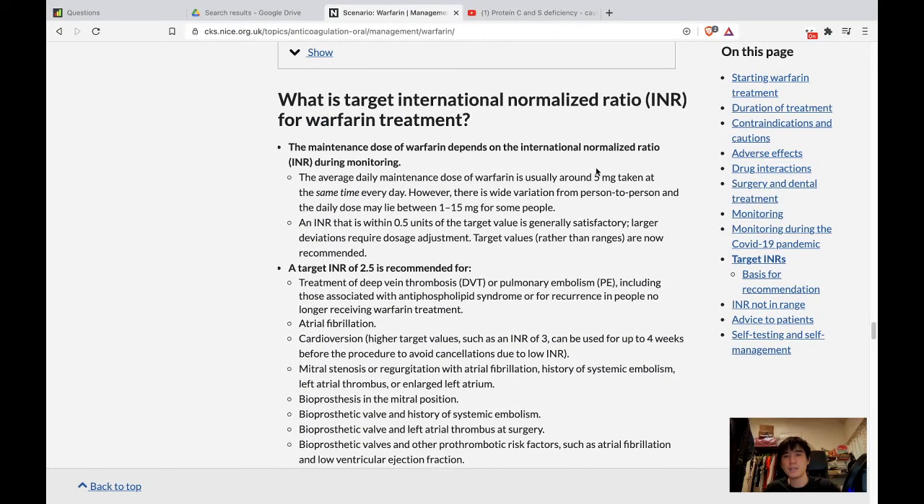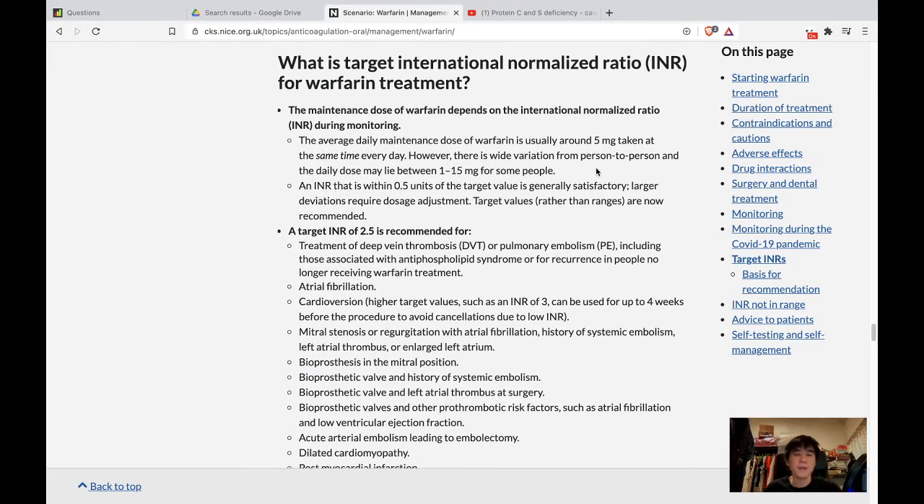What is a target INR for warfarin treatment? The maintenance dose of warfarin depends on the international normalized ratio during monitoring. The average daily maintenance dose of warfarin is around 5 mg taken at the same time every day. However, there is a wide variation from person to person, and the daily dose may lie between 1 to 15 mg for some people. An INR that is within 0.5 units of the target value is generally satisfactory. Larger deviations require dosage adjustment.